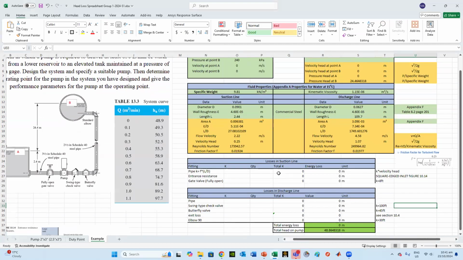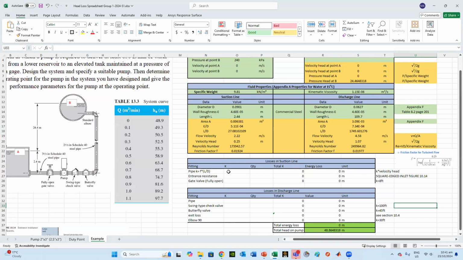Okay, now losses in suction line. We have two types of losses. The biggest losses are due to the friction of the pipe. The second one is the minor losses due to fittings, such as, for example, entrance resistance, gate valve, as shown in the suction line. In the discharge line, you have swing type check valve, butterfly valve, two standard elbows, and as well friction and possibly exit loss as well. So all of these things, we need to go through them one by one.